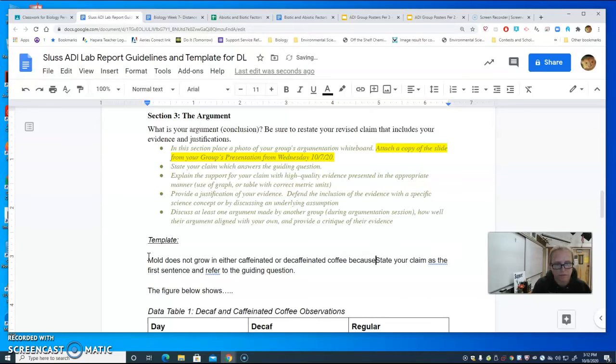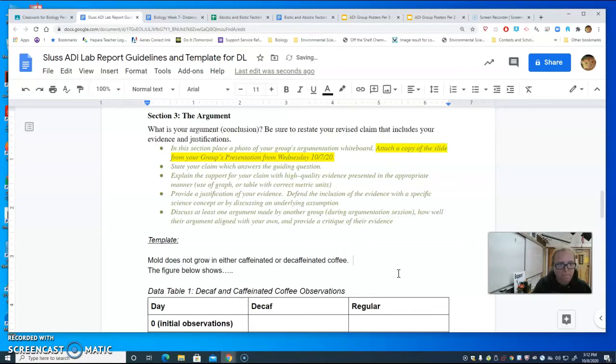Because, at least for now, we can just have it be simply like that. Okay, so this, and it says to refer to your guiding question. So this answers the guiding question.